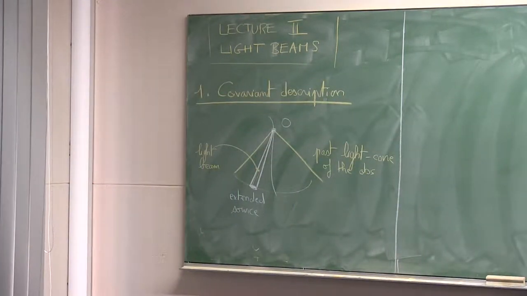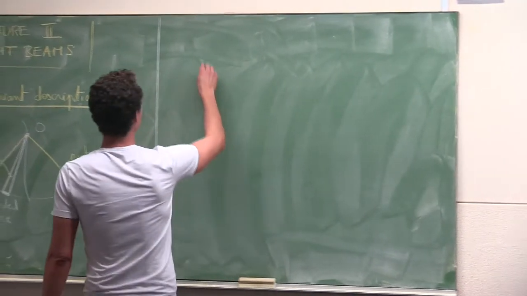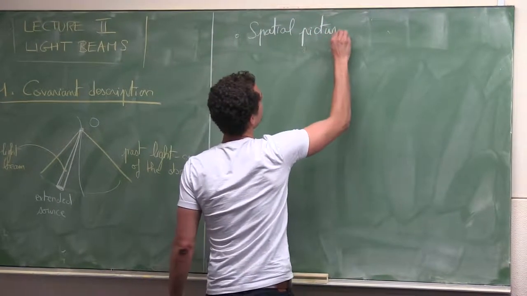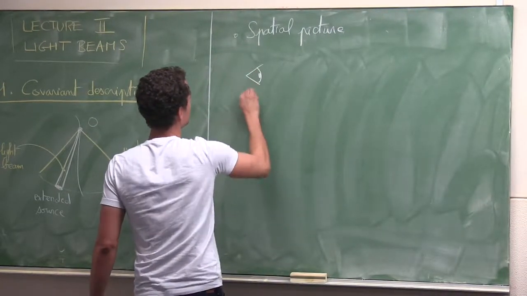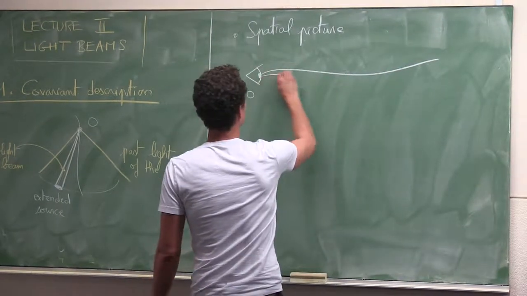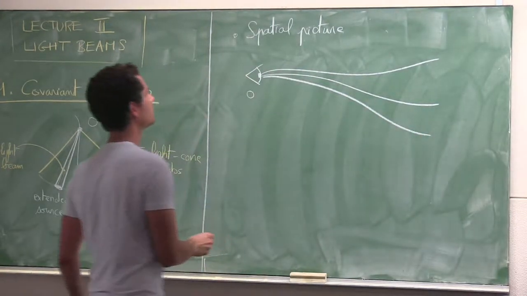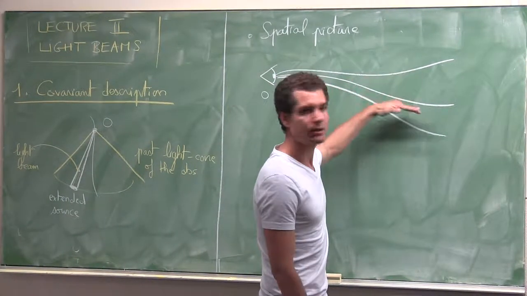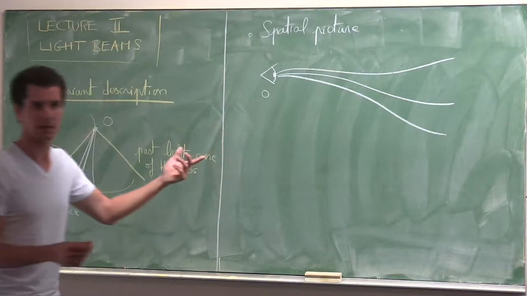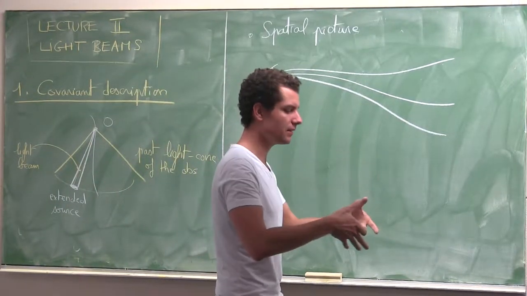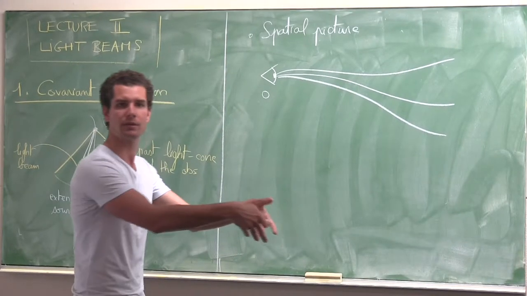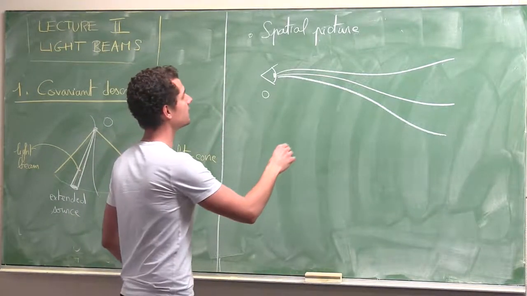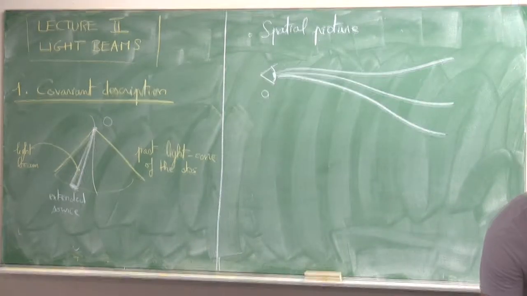So now let's go to a spatial picture of it. We have the observer here that receives a few light rays, a bundle of null geodesics. And what we would like to investigate now is the relative behavior of two light rays. How do they move with respect to each other? This will allow us to describe the evolution of the shape, the pattern of the light beam with its propagation, which is something that we are going to be interested in.